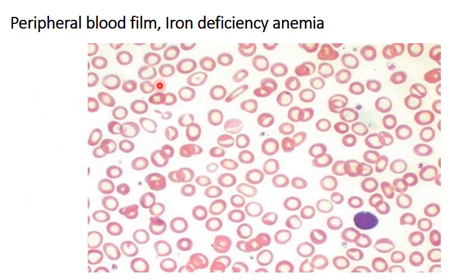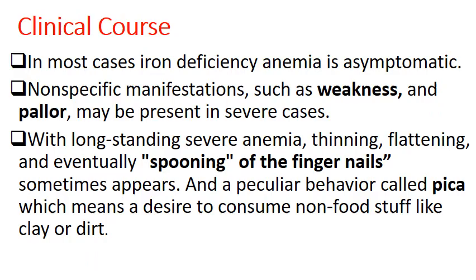This is a peripheral blood film showing microcytic hypochromic anemia. Look at these. Mild anisopoikilocytosis, not so severe anemia, pencil shaped cells. Maybe this is moderate, not so severe, not mild. It's moderate anemia in severity. This is hypochromia. Look at this, very little amount of hemoglobin, and the small size of the red blood cells.